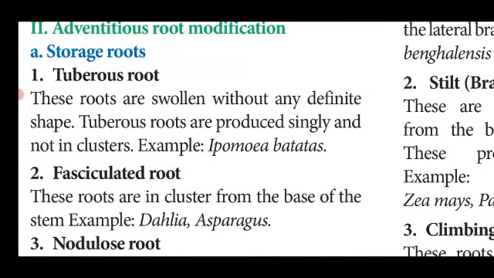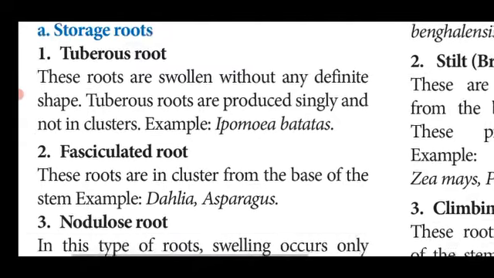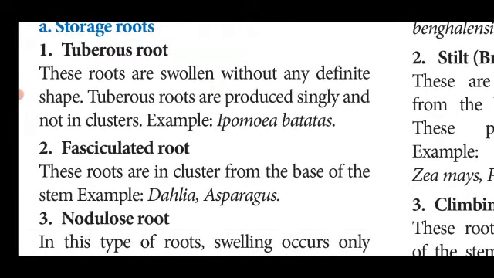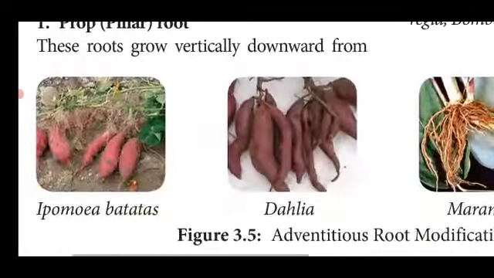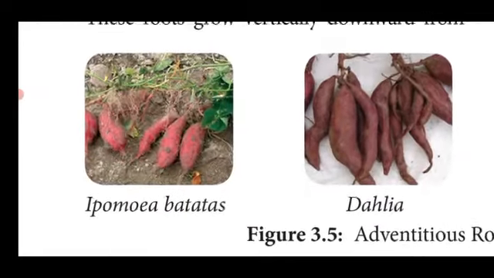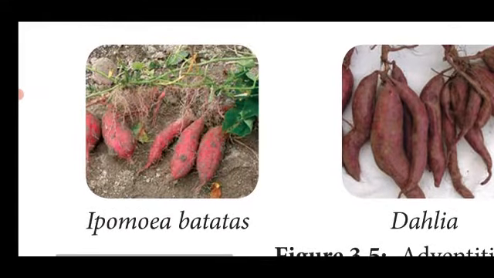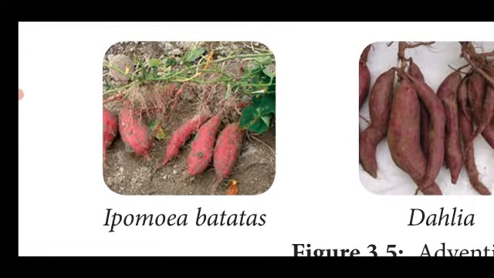Storage roots, for example the tuberous root. These roots are swollen without any definite shape. The tuberous roots are produced singly. They are seen singly and not in a cluster. Example is Ipomoea batatas, sweet potato. In Ipomoea batatas, there is no definite shape. They are irregular in shape. So the roots are borne singly, not in a cluster. So an example for a tuberous root is Ipomoea batatas, which means sweet potato.